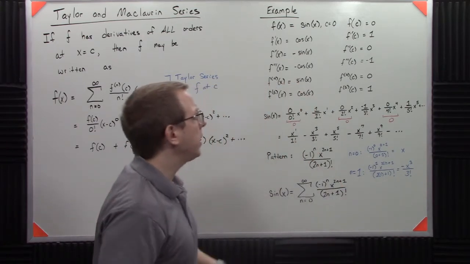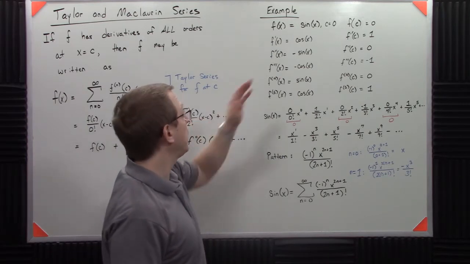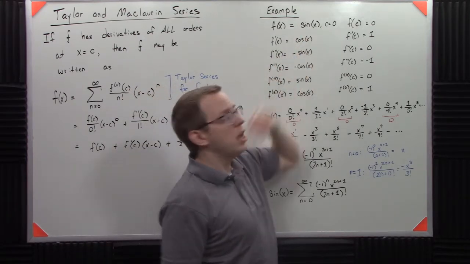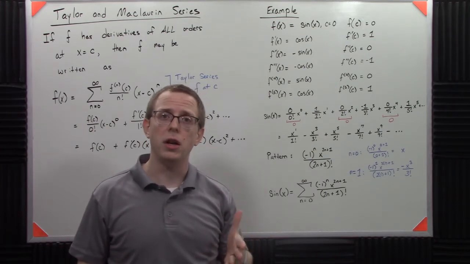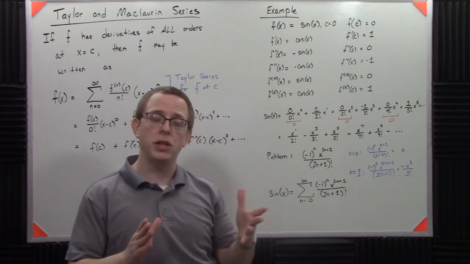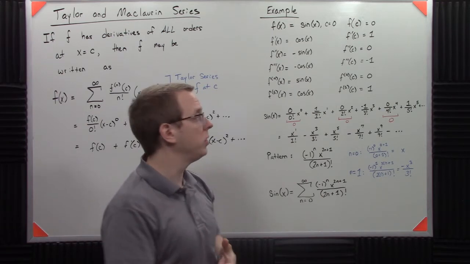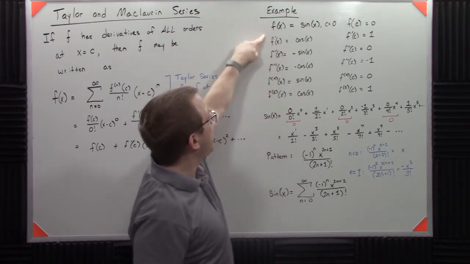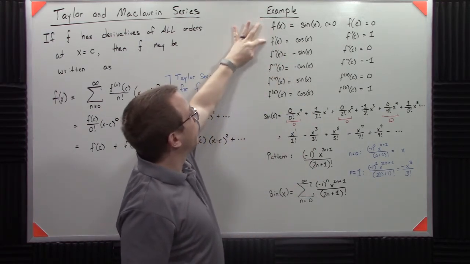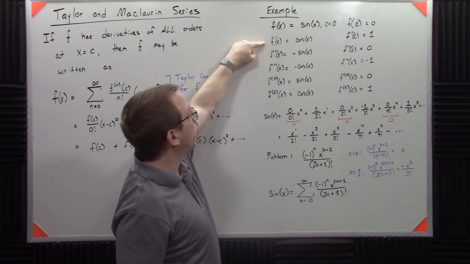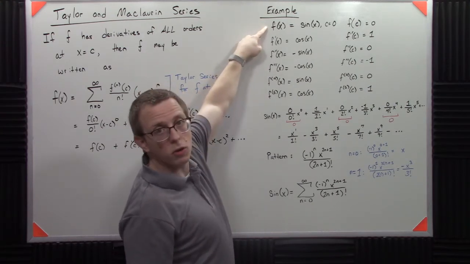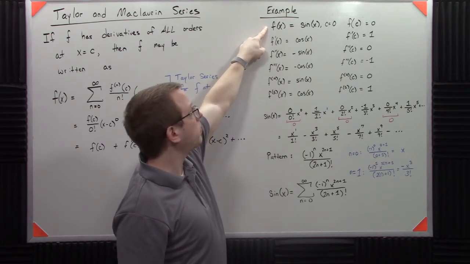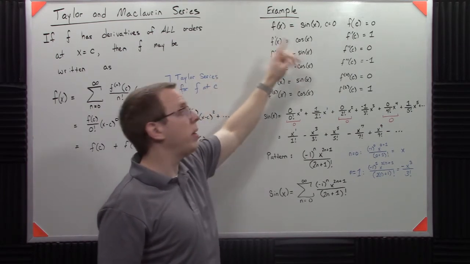So anyway, let's take a look at a pretty well-behaved function. That's the function sine of x. And we're going to use the center value of 0. So this is going to be a Maclaurin series. I mean, it's a Taylor series, but it's specifically a Maclaurin series. So what you do is you take the derivatives. We have the original function, and we take the first, second, third, fourth, and fifth derivative, and of course the original is considered the 0th derivative. And then all we do is we evaluate it at that center point.